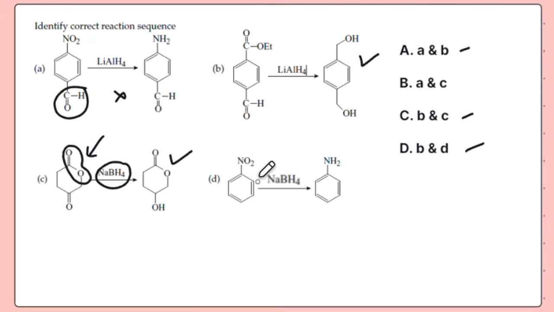Let's check the last reaction. Will sodium borohydride convert nitrobenzene to aniline? No, not possible because this is a weak reducing reagent. So D cannot be the answer. So what two reactions are correct here? B and C. So which is the correct option now? Option C.